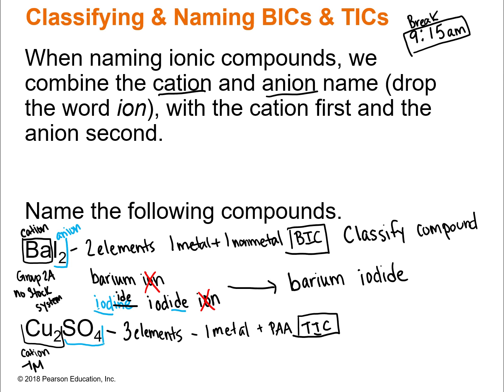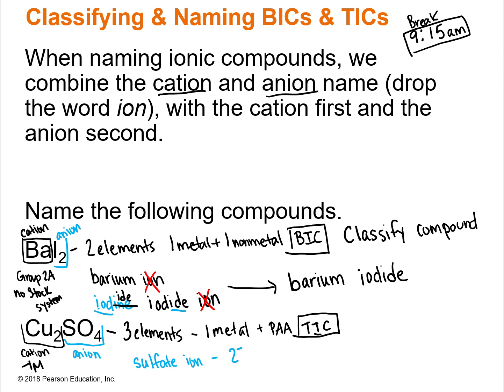The charge is 2 minus. So don't forget that the charge is always going to be the superscript, which is above, and the number of atoms is going to be the subscript, which is below. So we've got sulfate, which has a charge of -2, 2 minus.